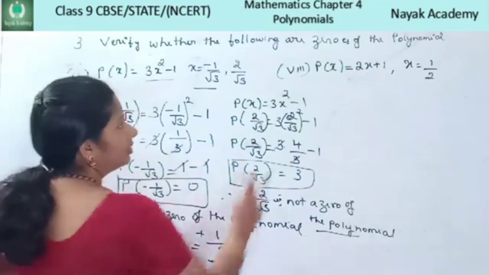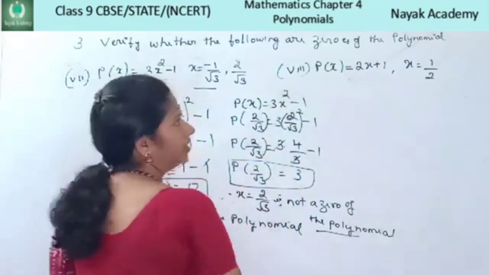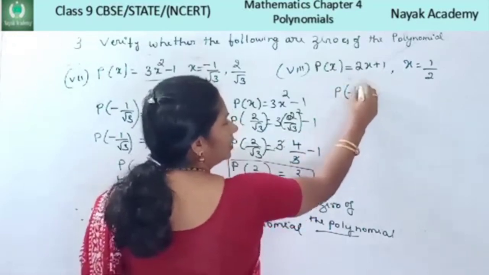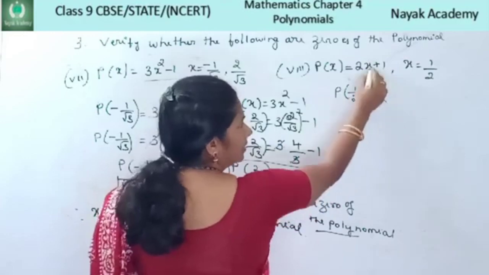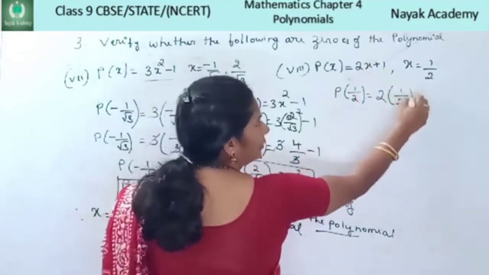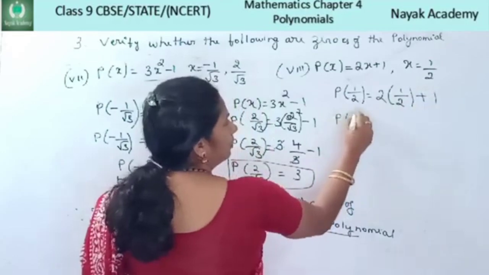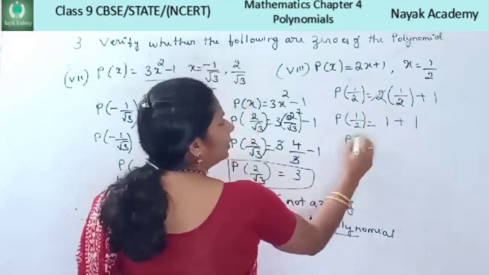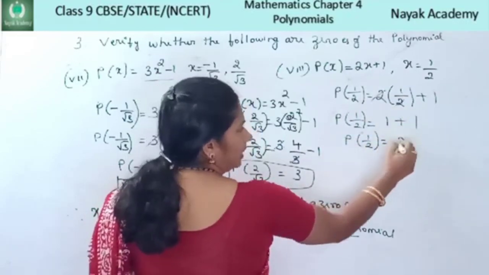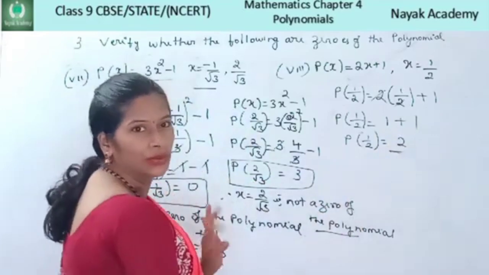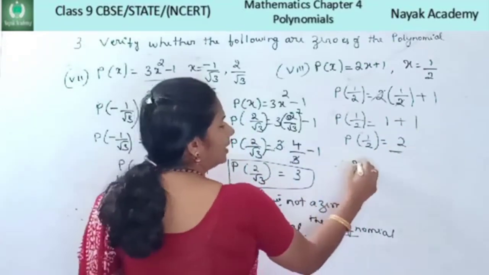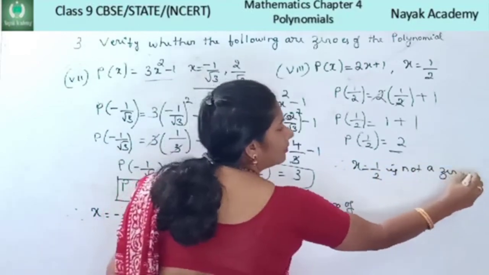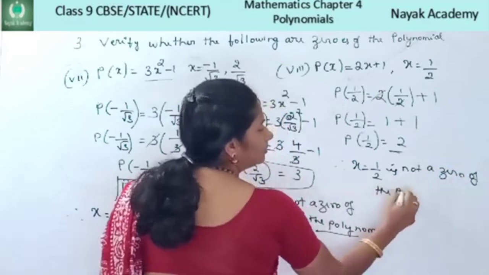Coming to the last question, p of x is equal to 2x plus 1 when x is equal to half. So let us substitute the value of x as half, children. Equal to 2, you write as it is. In place of x you substitute the value as half, plus 1. So p of half equal to 2 gets cancelled, 1 plus 1. So p of half value is 1 plus 1 is 2, which is not equal to 0. So what is your conclusion? Therefore x is equal to half is not a zero of the polynomial.